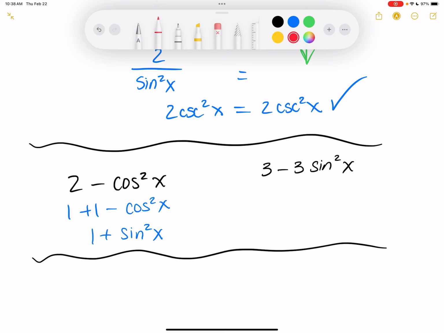But what we can do here, because obviously this doesn't look exactly like a Pythagorean identity, but I'm thinking Pythagorean because I see something squared, I can factor out a 3 and be left with 1 minus sine squared of x times 3, which then would become 3 cosine squared of x.